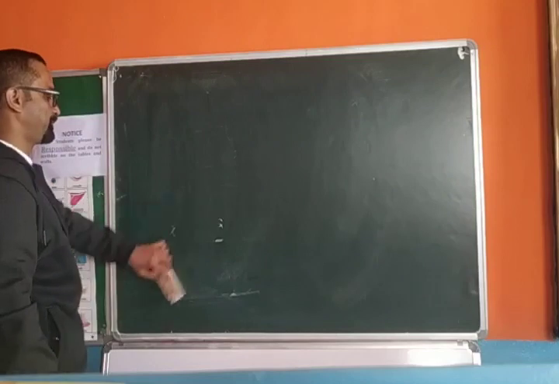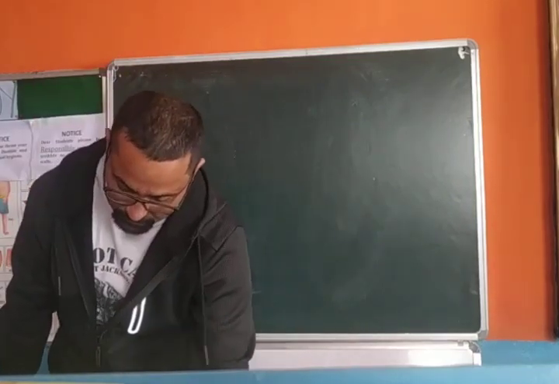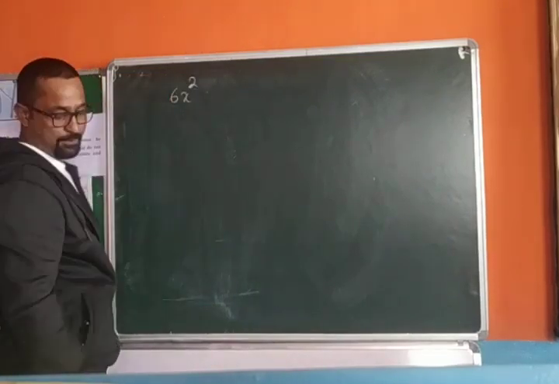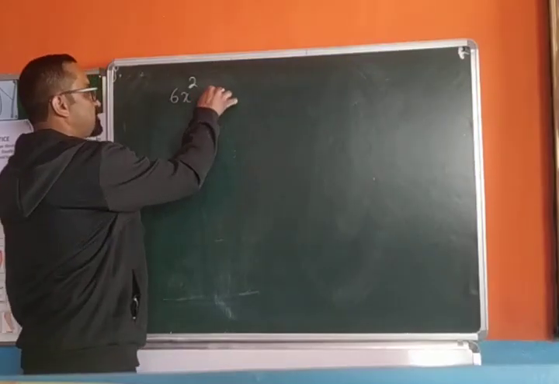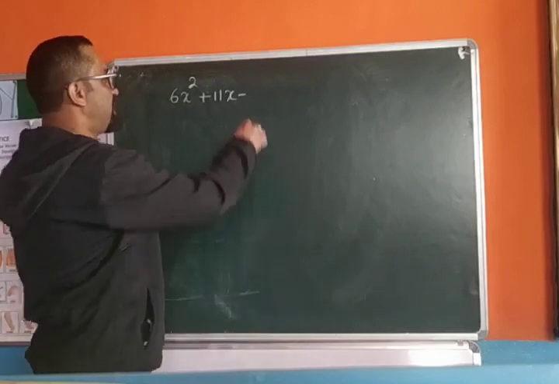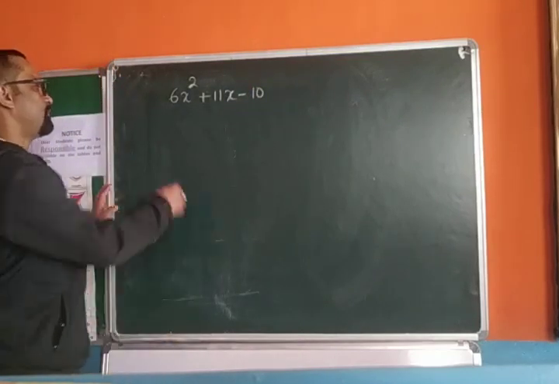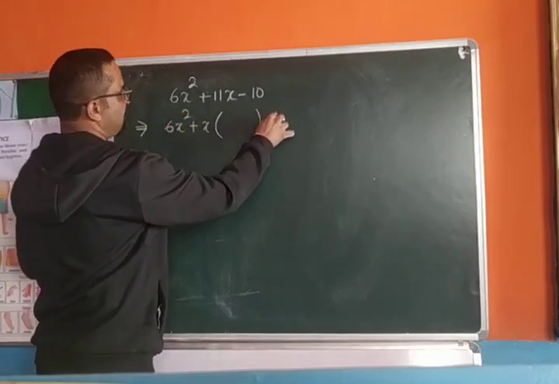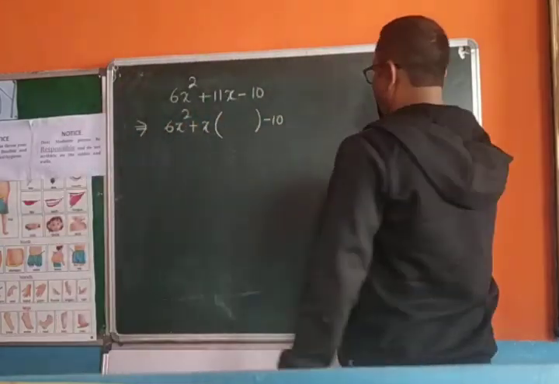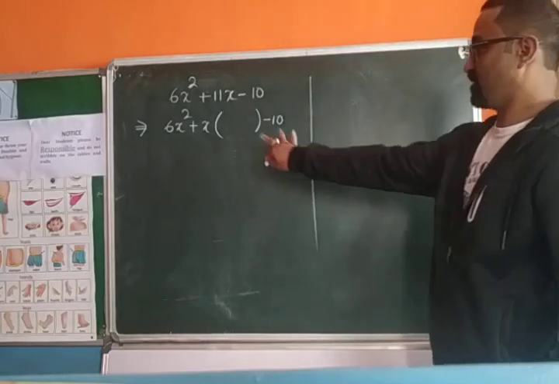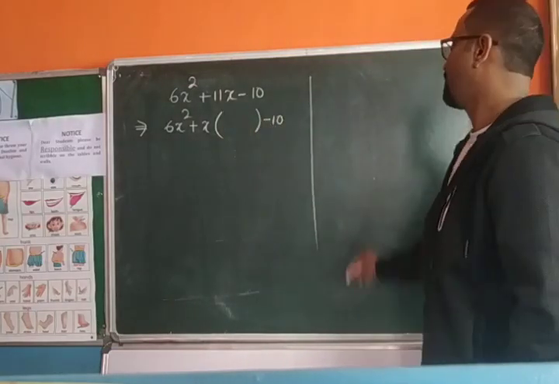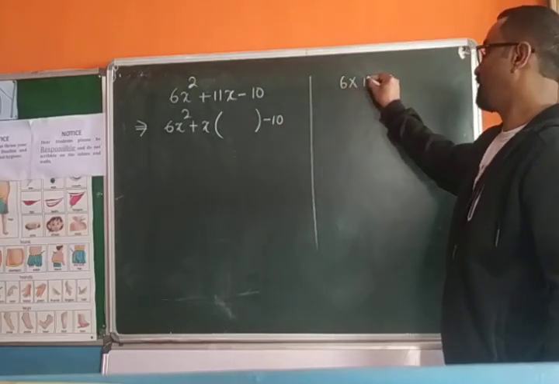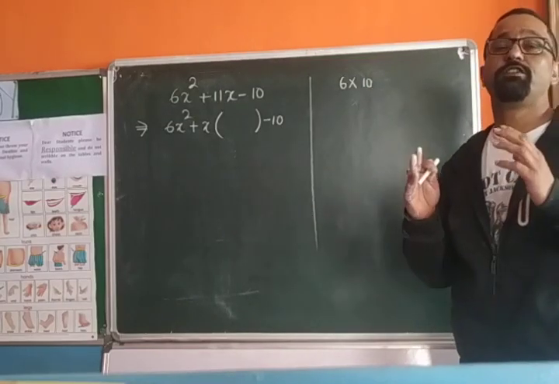Fourth example. 6x squared plus 11x minus 10. Follow the steps. 6x squared plus x, bracket, minus 10. Finding the numbers for the arrangement inside the bracket. The first real number is 6. The last real number is 10. You should not multiply the sign, only the numbers.